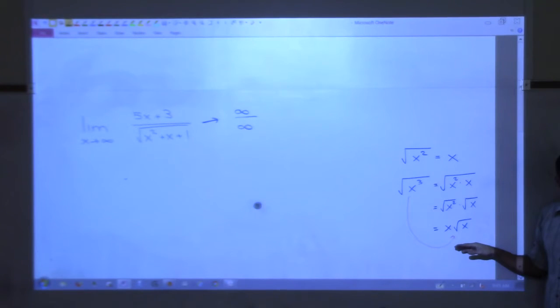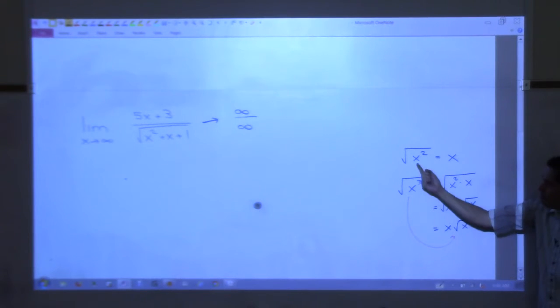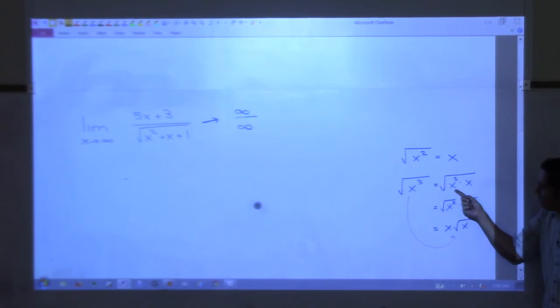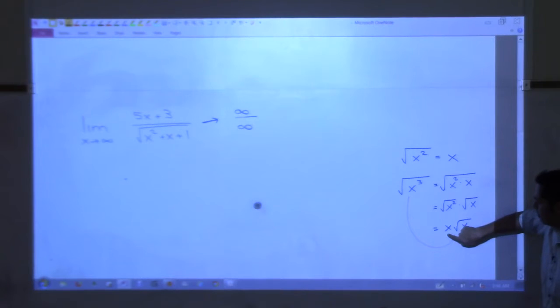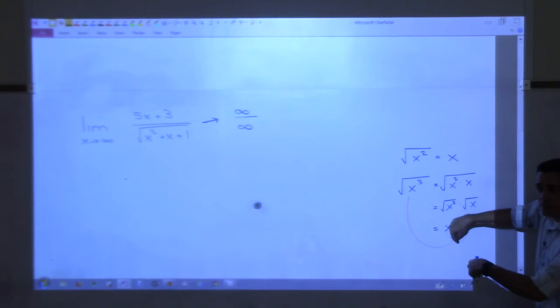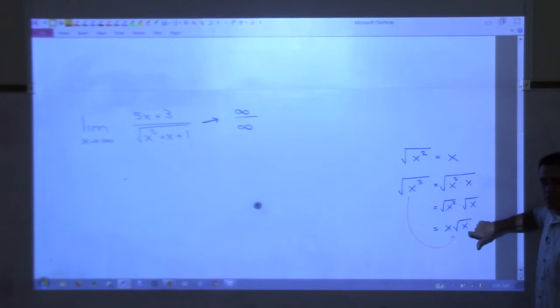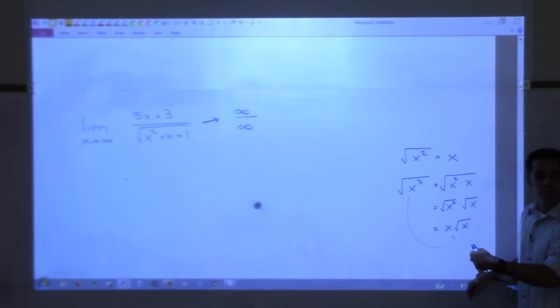But what if we're trying to push things into a root? So what if I started here and I told you to push that x inside? As that x goes in, what happens to it? It gets squared on its way in. So it's like when you took this x squared out of the root, you took the square root of it. But if you wanted to force that x back into the root, you'd have to square it, reverse it. Understand? Everyone's okay with that?